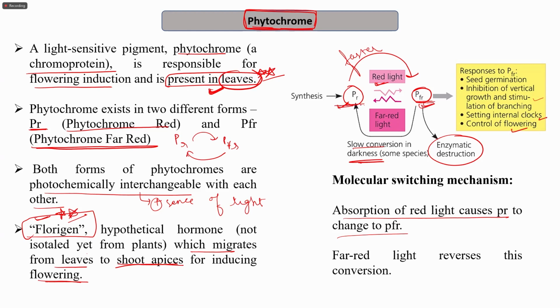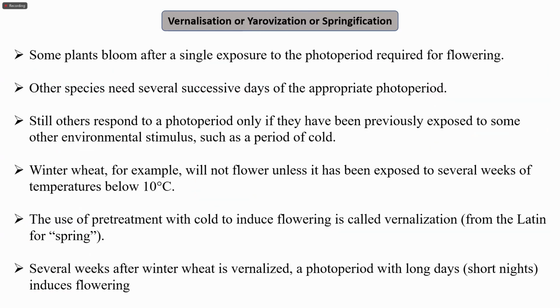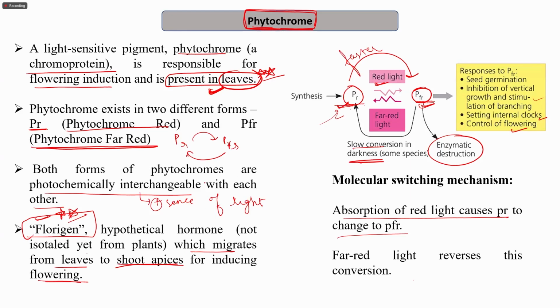Please do not get confused that since it is phytochrome red, it will be synthesized in the presence of PR. Actually, phytochrome red will undergo conversion to PFR in the presence of red light, and it is a very fast conversion in the presence of light. But PFR slowly converts to PR during darkness. So far red light reverses this conversion, that is, it reverses the conversion from PR to PFR. So in the presence of far red light, PFR will be converted to PR. And remember the hypothetical hormone name, which is florigen.